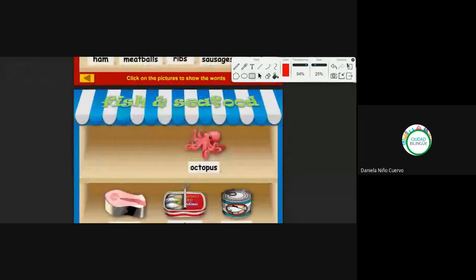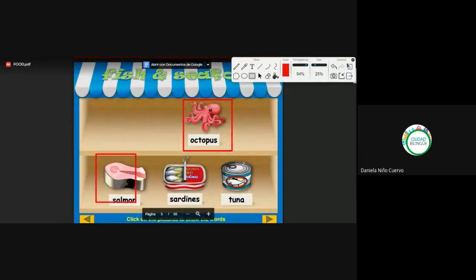Well, we are going to continue with fish and seafood. Fish, pescado, y comida de mar. Recordemos que esta palabra fish puede significar tanto pescado como pez, ¿sí? Puede ser el animal o puede ser ya como tal la comida. So, fish and seafood. So, we have octopus, salmon, sardines, tuna. Yes, these three. We continue. Questions about this? Do you like seafood? Yes or no? Yes, that's good. Delicious.